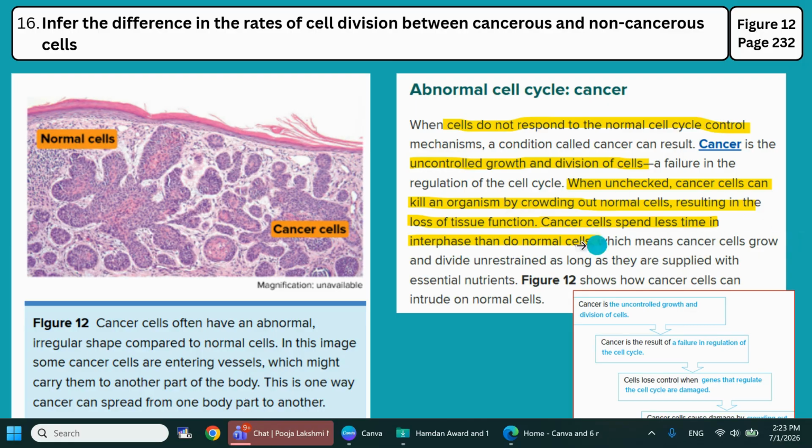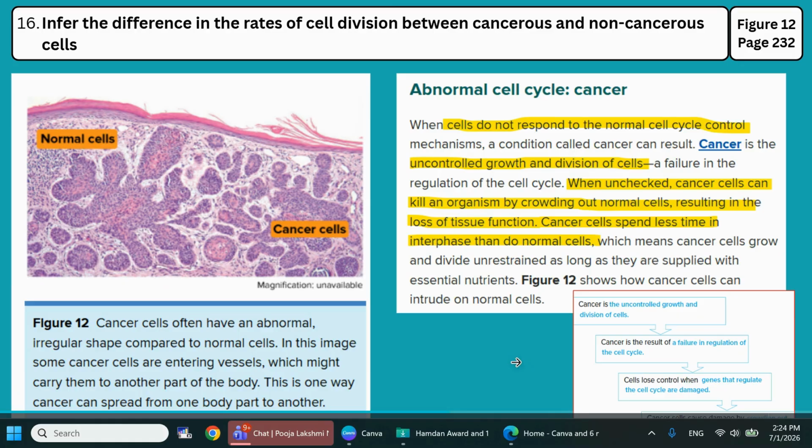Cancer cells spend less time in interphase than normal cells do. In normal cells the interphase is the longest phase, but in cancer cells they spend less time here, which means cancer cells grow and divide unrestrained as long as they are supplied with nutrients. Now, this is how they can intrude on the normal cells. Cancer is uncontrolled growth and division of cells. It is the result of failure of regulation of the cell cycle. They lose control when genes that regulate the cell cycle are damaged. So, when does it happen? When the genes are damaged.